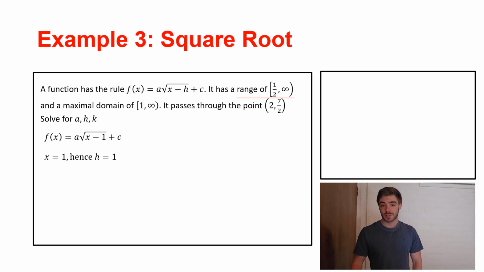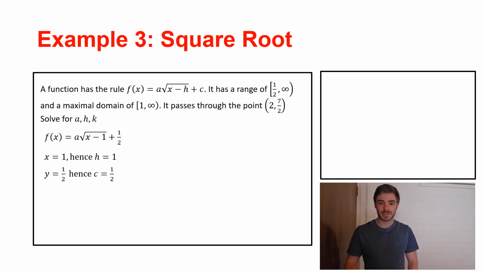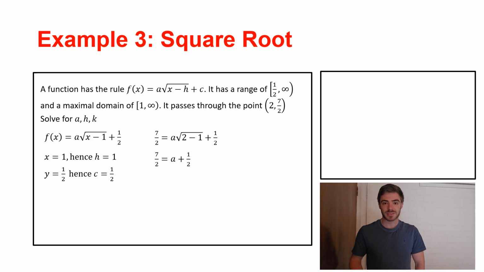We're also told the range, which once again is implying that our graph is shooting upwards rather than downwards. This means that there is no reflection in the x either. The range also tells us that our starting y coordinate is going to be a half. And since we know that the plus c term is responsible for the y coordinate, that means that c equals a half. And just like before, if you want to solve for a, you're going to sub in the additional known point.